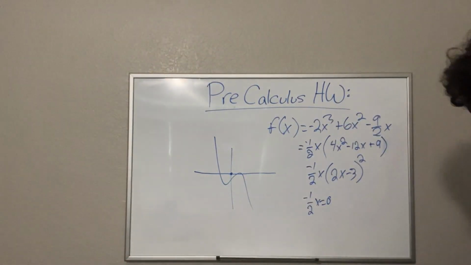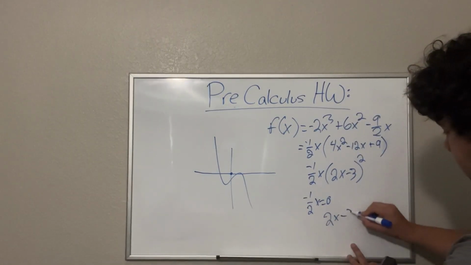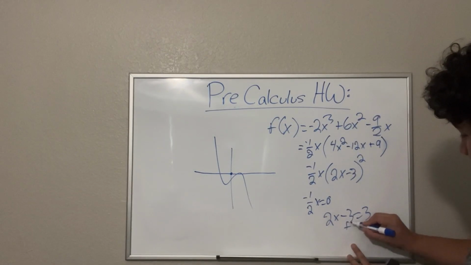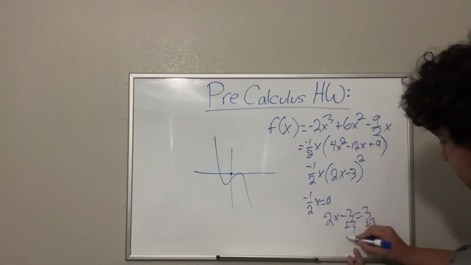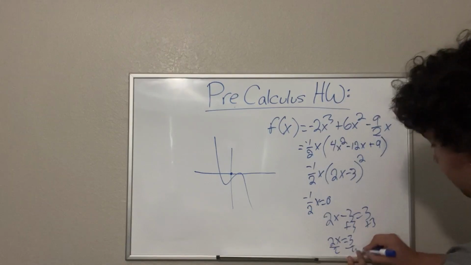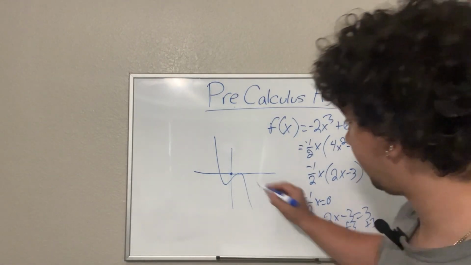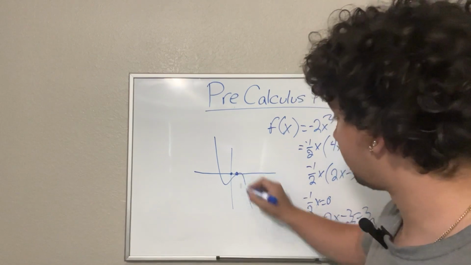Okay. The other one is here. If I set 2x minus 3 equal to 0, I add 3 on both sides. That gives me 2x equals 3. Divide by 2, and I get x is equal to 3/2. So in other words, I have my second point somewhere around right here.